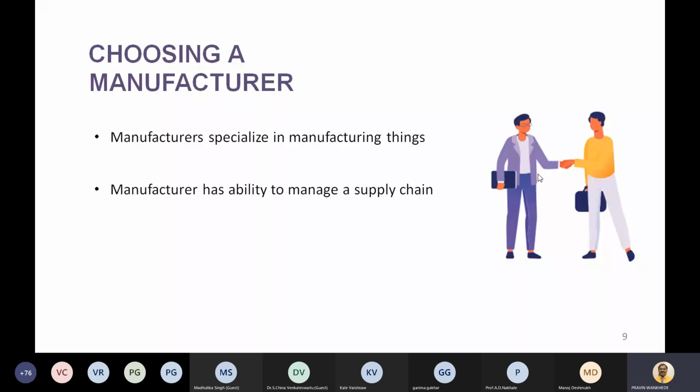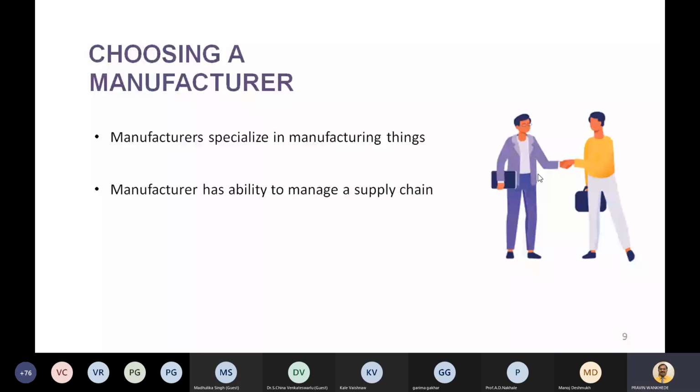Therefore, we should take feedback from such manufacturers for your product, which will help us streamline our manufacturing or developing process. Another thing is, manufacturers have the ability to manage a supply chain. Correct. This is very important. Even if you buy a component from the US or from China or any other country, you don't have to take care of how your component is reaching you. The manufacturer generally manages the complete supply chain.